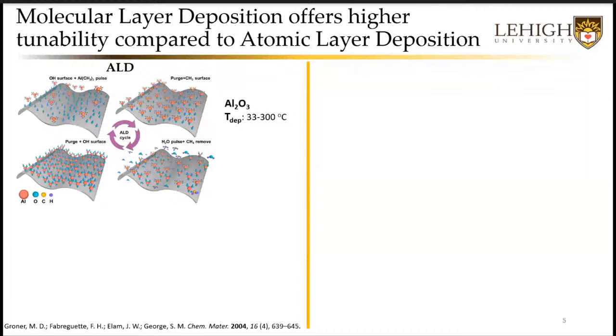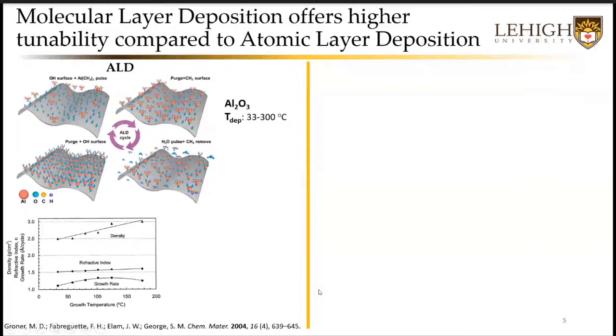So when you look at the tunable properties of the alumina that is grown here at 33 degrees to 175 degrees, in this case, the density starts to increase from 2.5 to 3 grams per centimeter cube. As you can see, the density and thickness is directly related to the growth temperature until a certain case. The thickness starts to decrease from 120 to 170 degrees, but before that it starts to increase linearly.